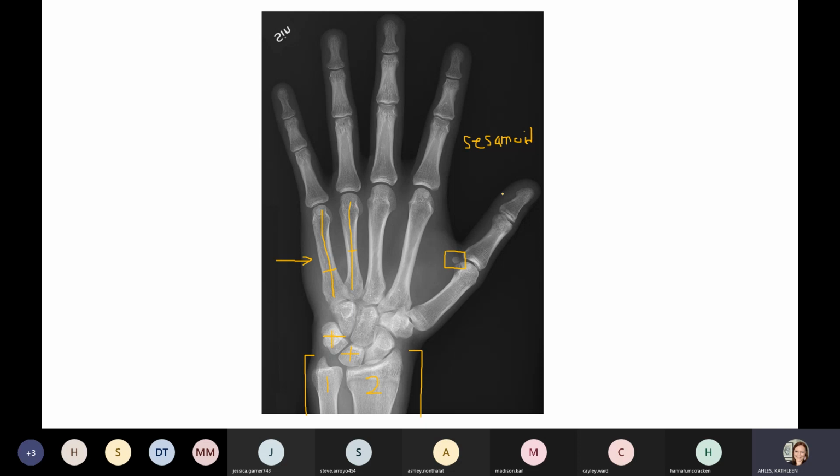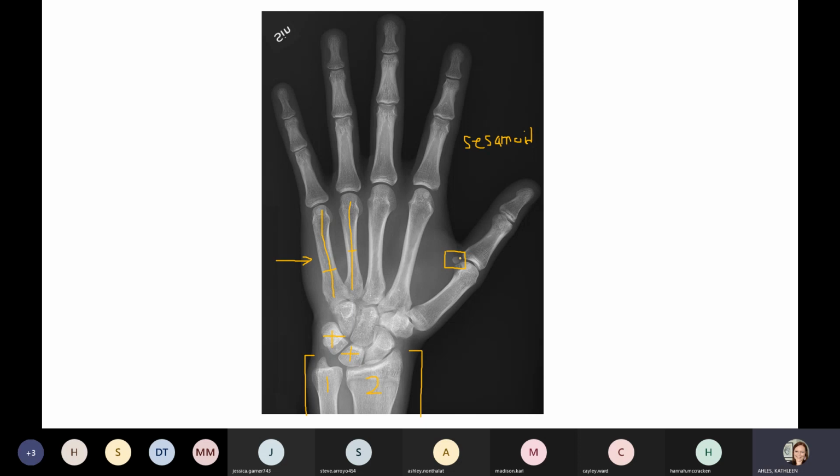So sesamoid bones, I like to joke that this particular person, this must be an x-ray of someone who's a professional gamer. So they're constantly using their thumbs to get paid to play video games. That would be the life, right? So using their thumb a whole bunch, when you use something a lot, you can actually develop a little tiny bone inside your tendon. So we can see a sesamoid bone here.